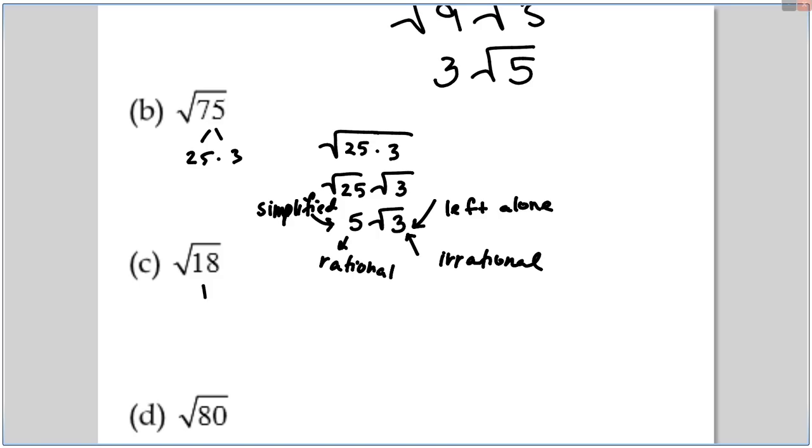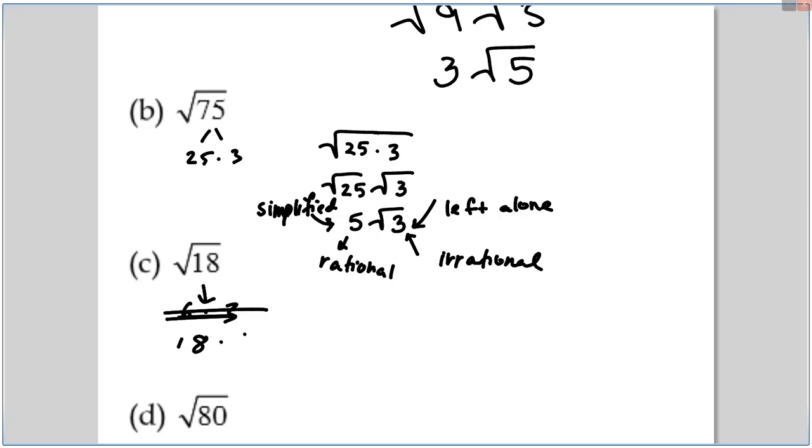Okay, 18, what's 18 going to be? Would you use 6 and 3? 6 and 3 factors to 18. Why would I not care about 6 and 3? Because they're what, Jacqueline? Are they on my list? Are they on my chart? No, they're not perfect. So don't use the perfect ones.